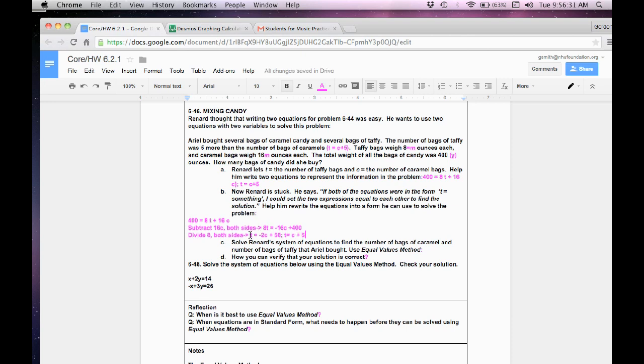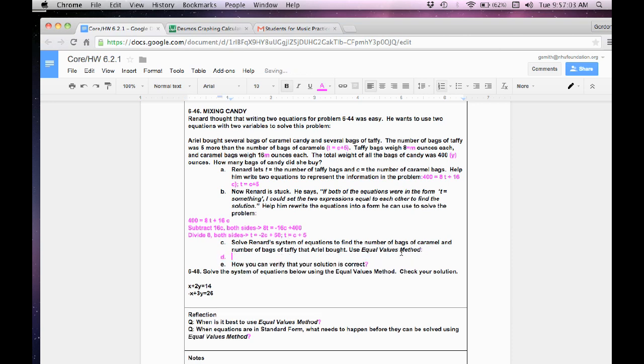All right. So the amount of taffy is equal to negative 2 times the number of caramels plus 50, and the amount of taffy is equal to the number of caramels plus 5. So we can use the equal values method here by setting negative 2c plus 50 equal to c plus 5. And that's exactly what it tells us to do in step C: solve Renard's system of equations to find the number of bags of caramel and the number of bags of taffy that Ariel bought. Use the equal values method.